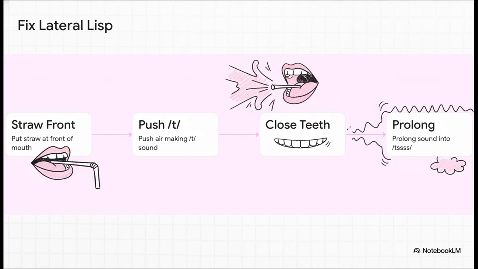Now, to fix it, put the straw back at the front center of their mouth. Have them make a hard, sharp T sound, pushing the air forcefully into the straw. Once they feel that forward airflow, have them close their teeth, make the T, and just drag it out, like "t, s." This clever progression from a strong T physically forces the air straight over the tip of the tongue, right where it belongs, effectively turning it into a proper S.